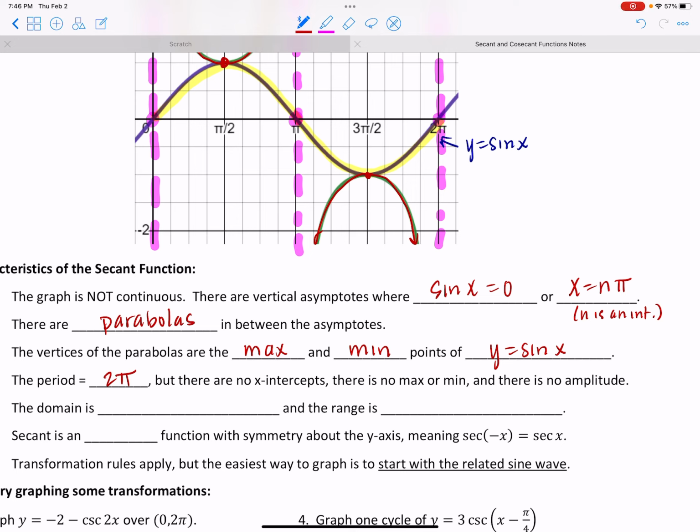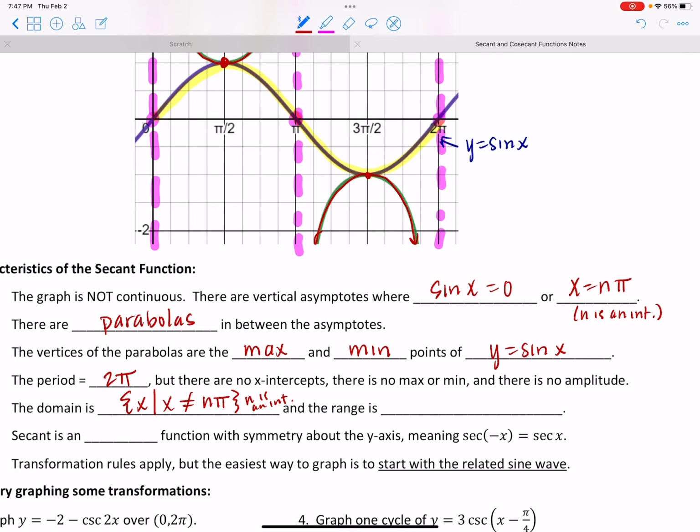That terminology doesn't apply. Domain is all the x values except for the ones that make 0 in the bottom of the fraction. So we cannot be n pi. Again, that's for n is an integer. I'm sorry I didn't put that in. And then the range. Again, everything outside of the typical range from -1 to 1. So sine is in there from -1 to 1.